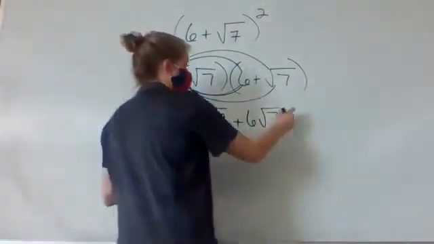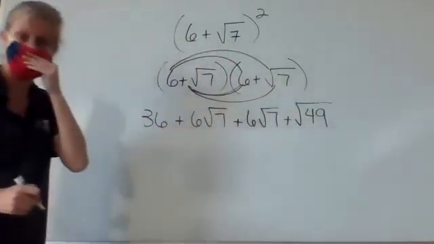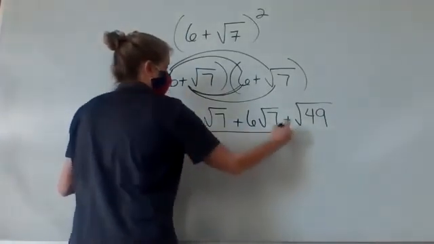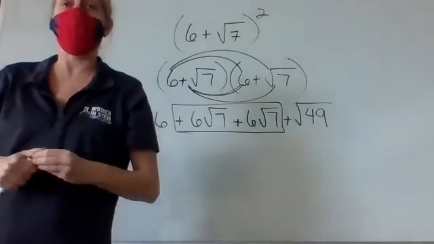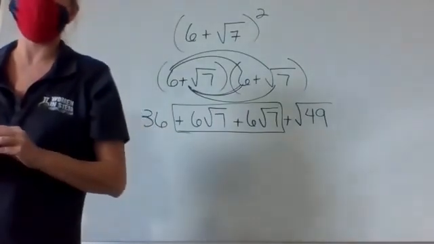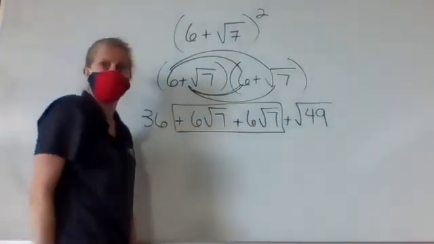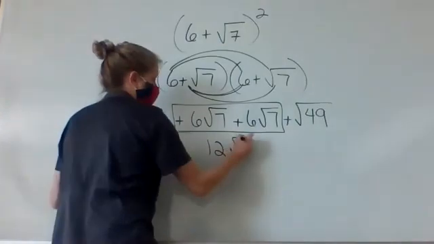What's that going to give me? The square root of 49. And just like the last one, I can put those together, right? They are the same kind of term. They are both square roots of 7. So it's 12 square root of 7. I've got 12 of them, actually. Instead of 6 here and 6 here, just put them together. I actually have 12 square roots of 7.